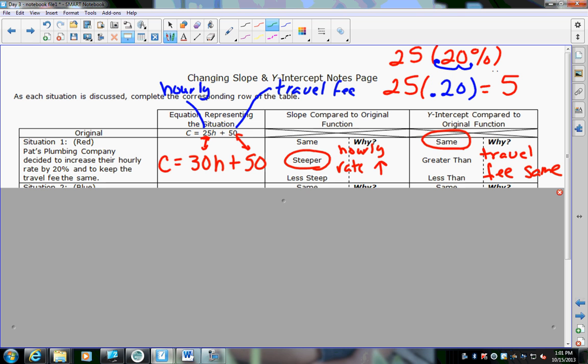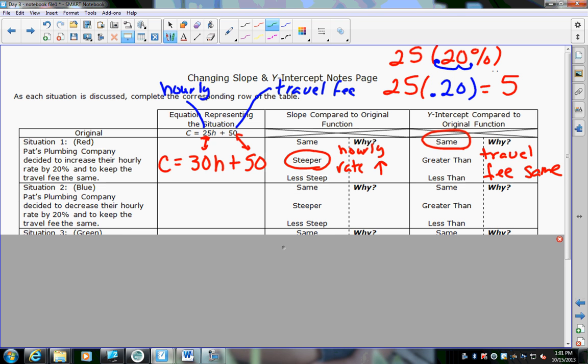So going back to this next one, this time it says Pat's Plumbing Company decided to decrease their hourly rate by 20%. Okay, so decrease means I'm going to go down, and it's 20%. We already found that to be 5. So this time I'm going to have C equals, instead of 25, it's going to go down to 20 times the hours, and the travel fee stays the same, so plus 50.